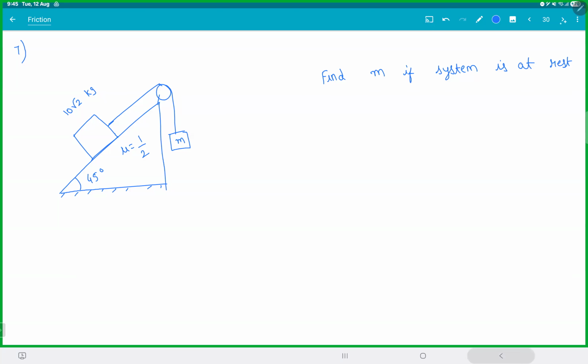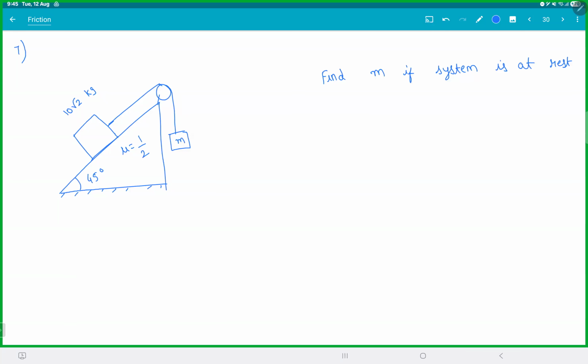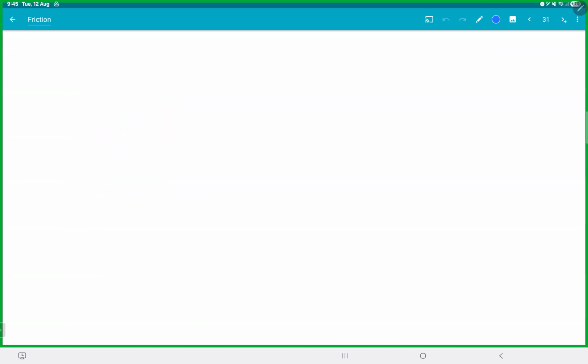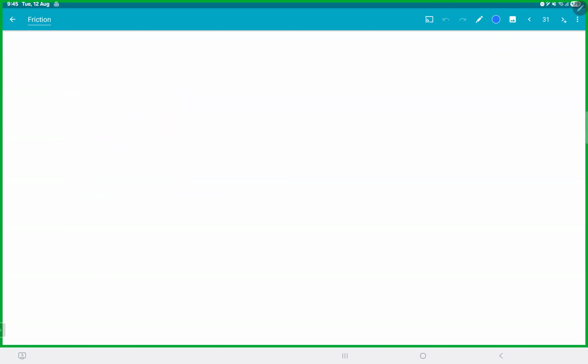Let's take this scenario. Let's say the small m, you keep a lot of weight. You add a very high weight. So if you put a lot of weight here, what do you think will happen to the 10 root 2 block? Will it go up or down? It will go up. Agreed? So we have a case of a maximum. If m is maximum, then the 10 root 2 kg block will slide up.